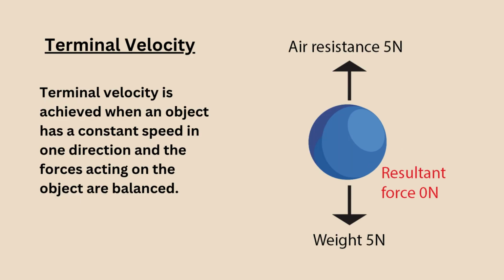Terminal velocity is achieved when an object has a constant speed in one direction and the forces acting on the object are balanced. For example, we've got a ball here that is falling. It's got a weight of 5 newtons and an air resistance of 5 newtons that's in the opposite direction. So the resultant force on the ball is 0 newtons. However, in this case the ball is actually falling downwards, but at constant speed.